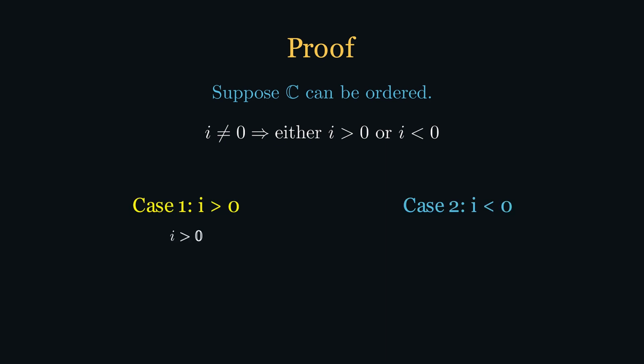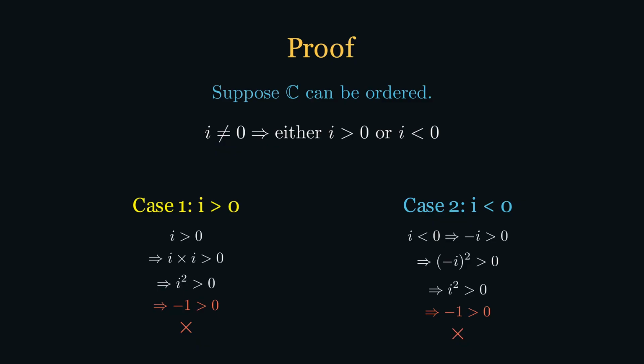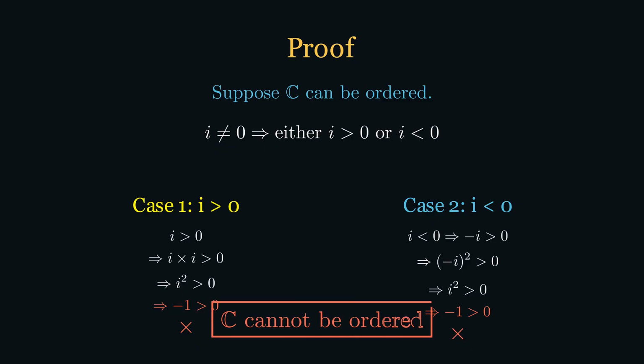Case 1. Assume i is greater than 0. Multiplying positives, i times i should be positive. But i squared equals -1, which is negative. Contradiction. Case 2. Assume i is less than 0. Then negative i is greater than 0. Squaring, negative i squared should be positive. But negative i squared equals i squared equals -1. Still negative. Contradiction. Both cases fail. C cannot be ordered consistently with the field axioms. This is a fundamental difference between R and C.